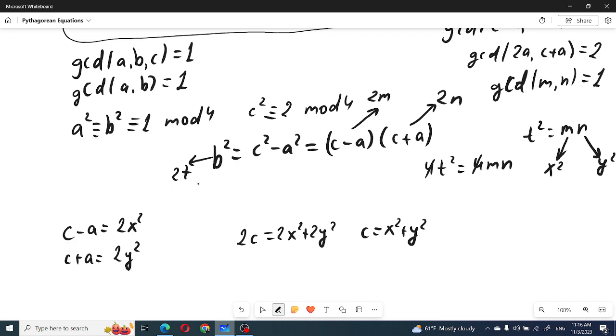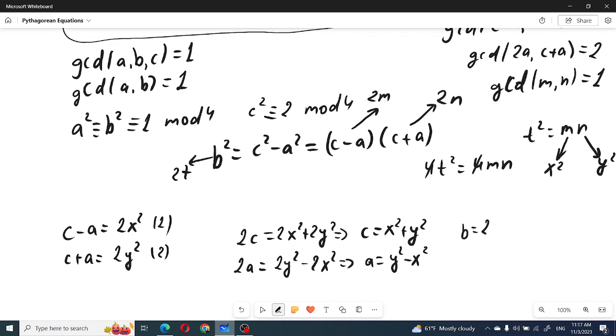If we subtract these two equations, second minus first, we get that 2 times a equals 2 times y squared minus 2 times x squared. So from here we can conclude that a equals y squared minus x squared. And we have already defined b, that b is 2 times yx. And clearly this is the form of the initial statement.